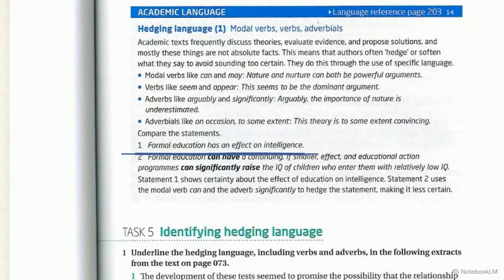Look at this sentence from a typical academic draft. Formal education has an effect on intelligence. Read strictly, the verb "has" makes this a claim of absolute certainty. It states that in every single instance, without exception, education alters intelligence.